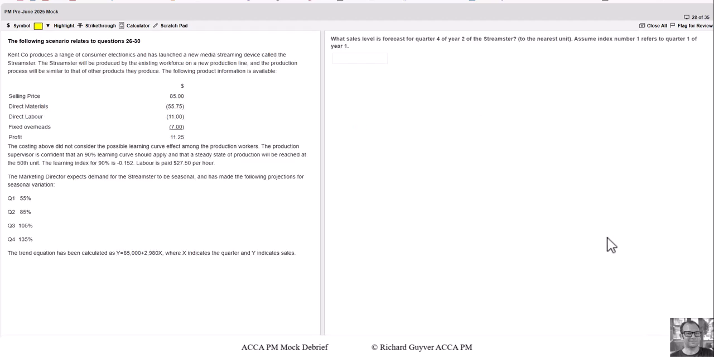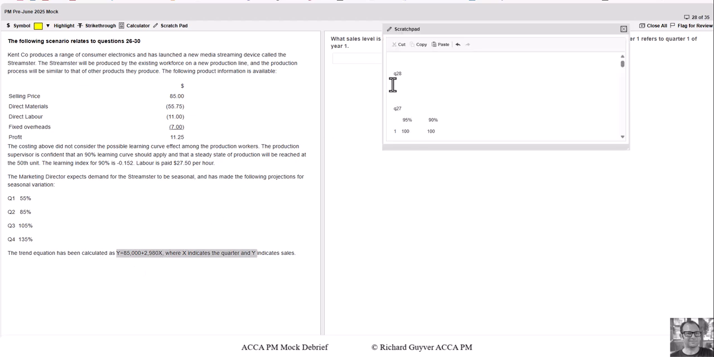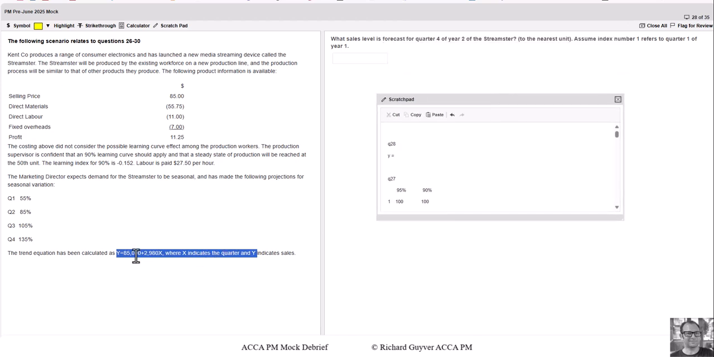What sales level is forecast for Q4 of year 2 of the Streamster to the nearest unit? Assume index number 1 refers to Q1 of year 1. This uses this bottom bit with this trend equation we're given down the bottom. There are 2 parts to a calculation like this. First, we need to use the trend equation to work out a value of y. Then we need to apply the seasonal variation.